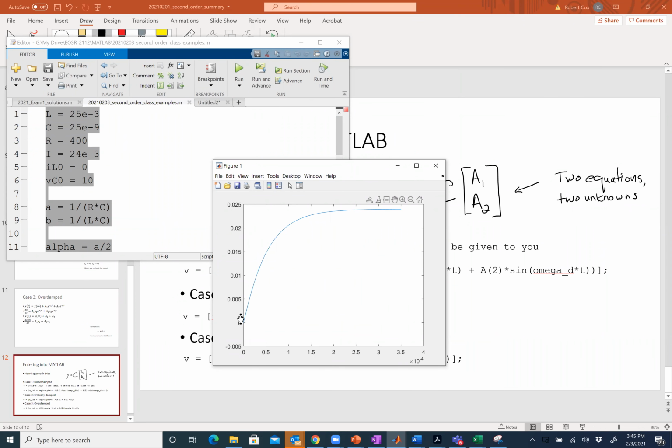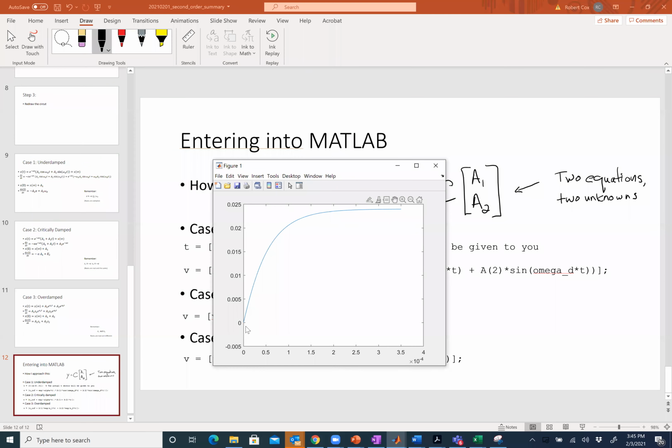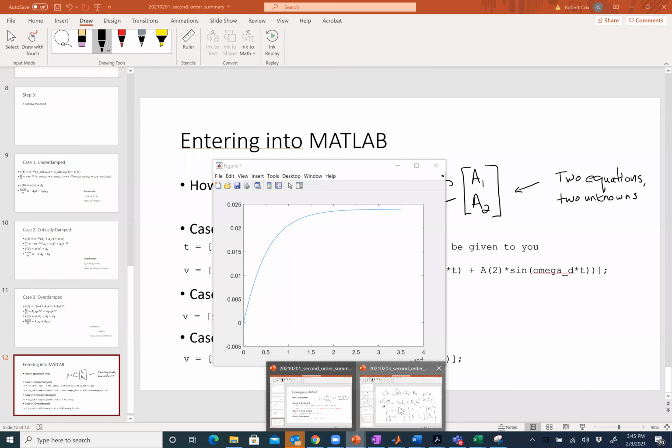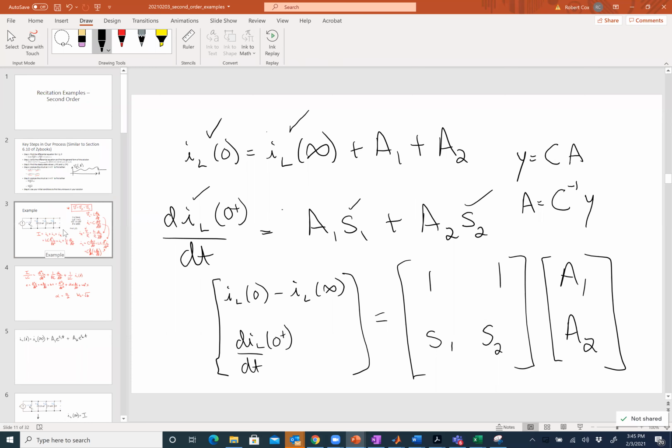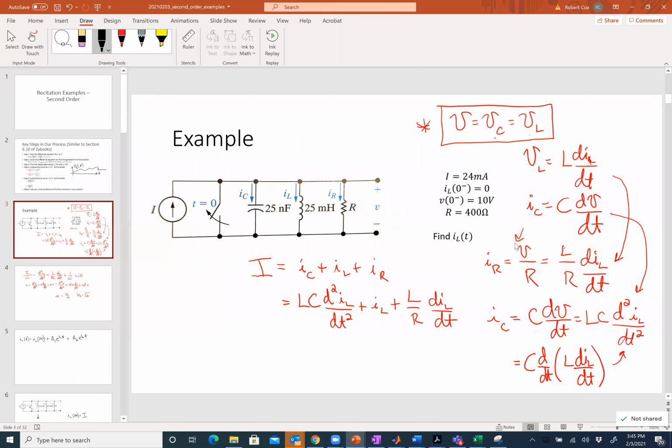So where's this guy starting? At 0. Why does that make sense? Why does it make sense this guy starts at 0? If I look at my initial condition, the initial condition that I was given was that he started at 0.